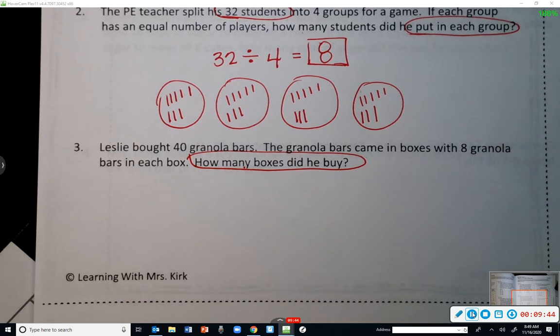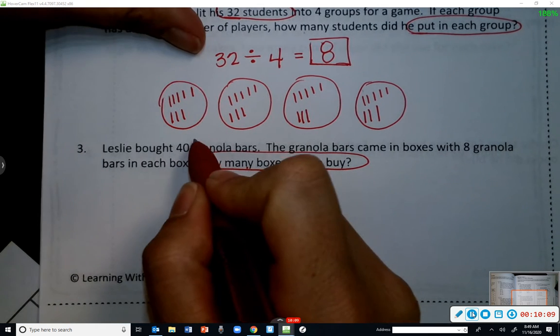So like how many in each group? Or how many groups? What do y'all think? Raise your hand if you think it's asking you to find the total, or do we already know the total? Raise your hand if you think it's finding the total. Do we need to find the total? Raise your hand if you think we already know the total amount. It's 40. Good. It is 40 granola bars. Okay, that's your total.